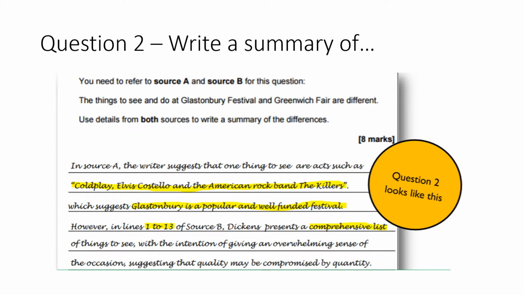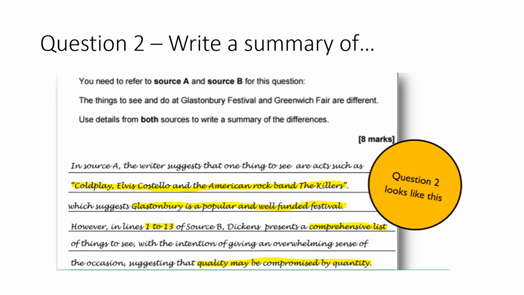Now, if we're looking at source B, where Dickens presents a comprehensive list, it gives this overwhelming sense of the occasion, so it suggests that it's a massive occasion, but it suggests that the quality may be compromised by the quantity. Again, he's not specifically stating that, but the person who has written this is inferring that because there's so many things to do at Greenwich Fair, it suggests that the quality isn't as strong as Glastonbury Festival.